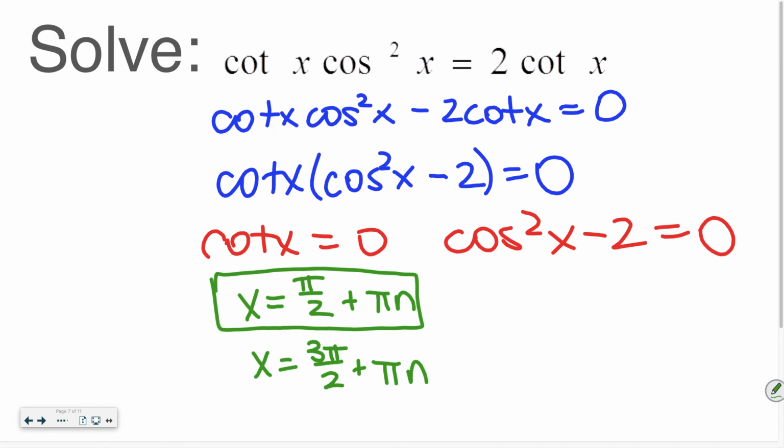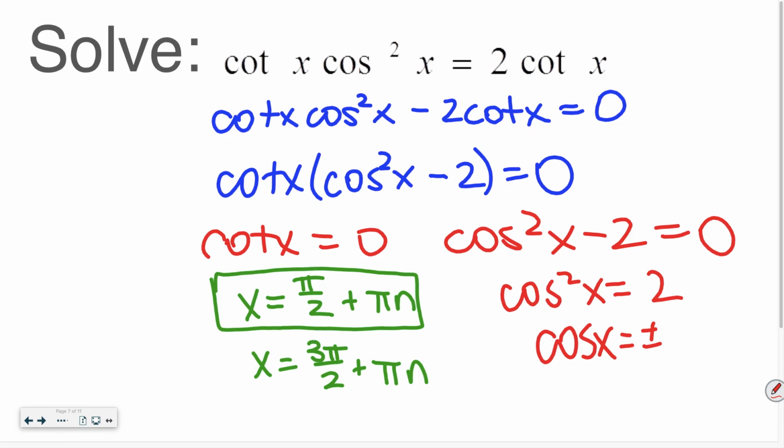All right, and then over here, cosine squared x equals 2. So the cosine of x is plus or minus, because we have to square root both sides, radical 2. When is the cosine equal to a positive or a negative radical 2? What's the approximation of radical 2?